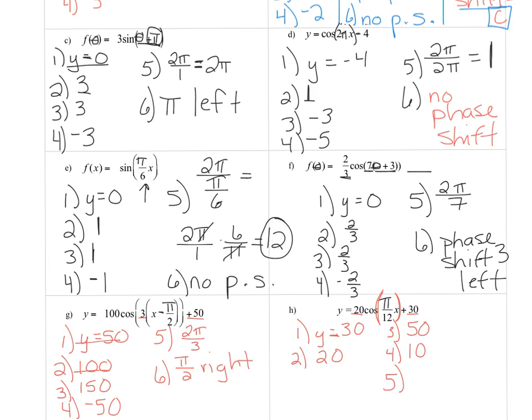Here we have 2 pi divided by pi over 12. I'm not going to do all the work because I'm kind of out of space, but that's going to be similar to this one. Pi's will cancel. We end up with 2 times 12 is 24. And lastly, there's no phase shift.